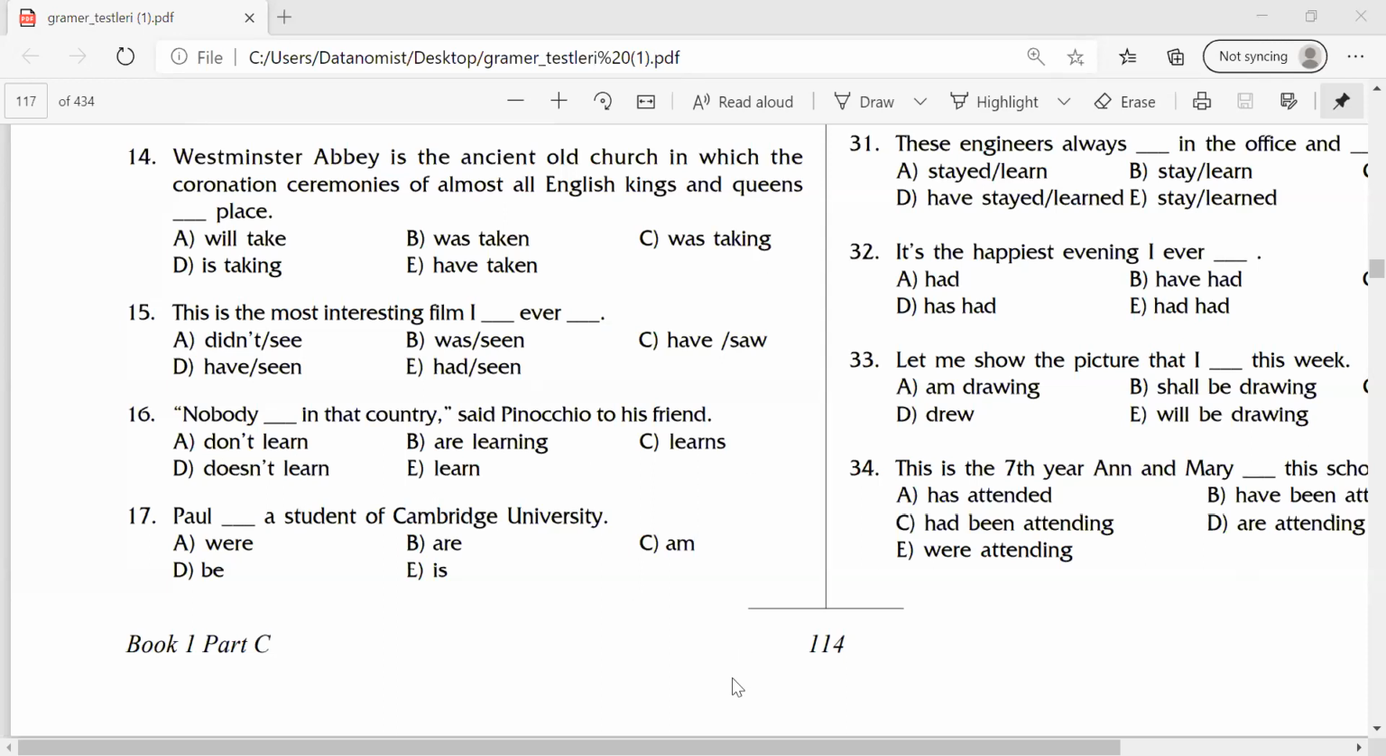So you gave me the answer correct. Which one you said? If you say C, no, D is the answer. If you said D, you are right. This is the most interesting film I have ever seen.